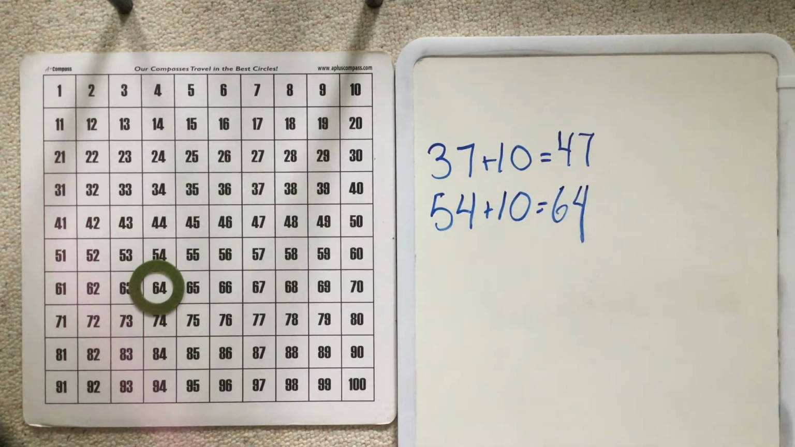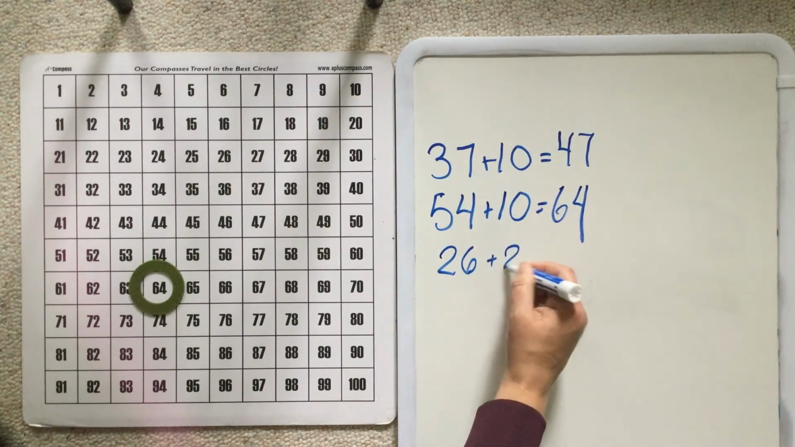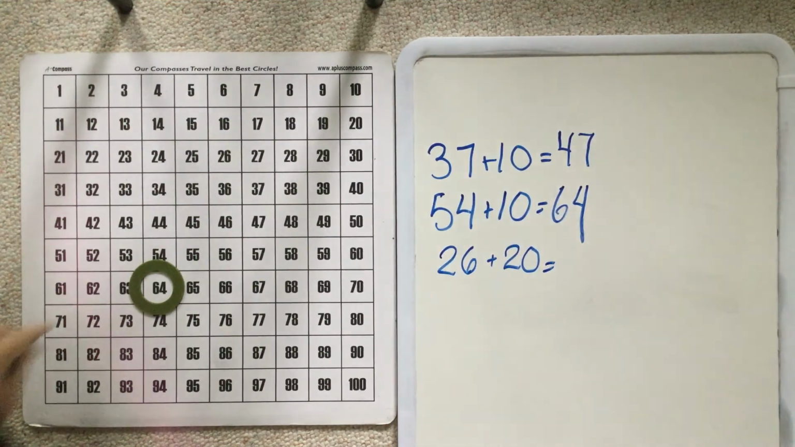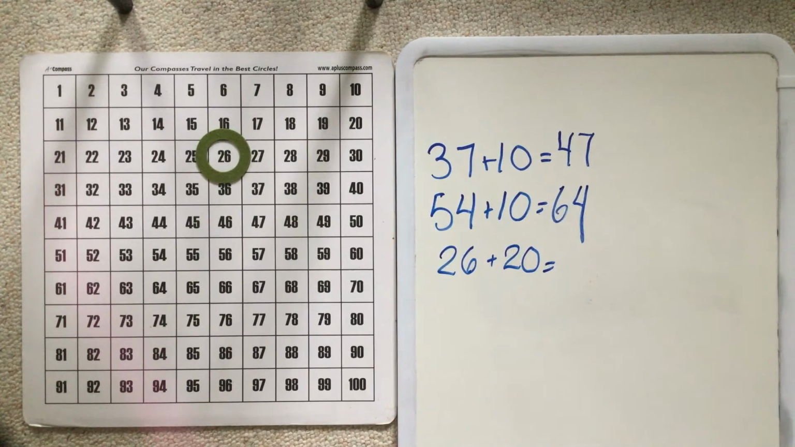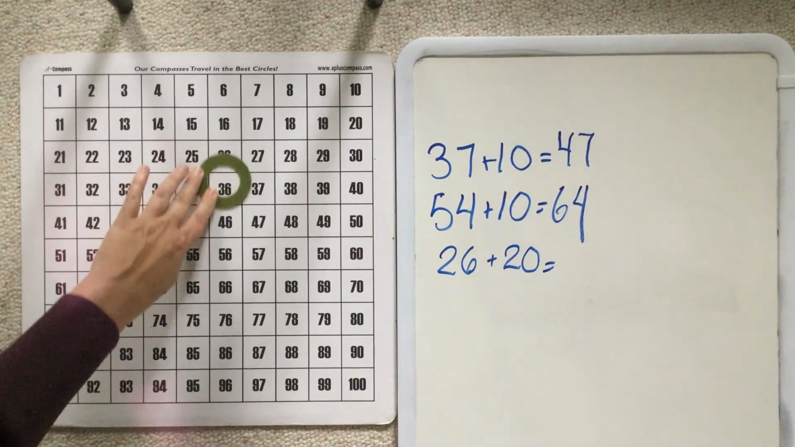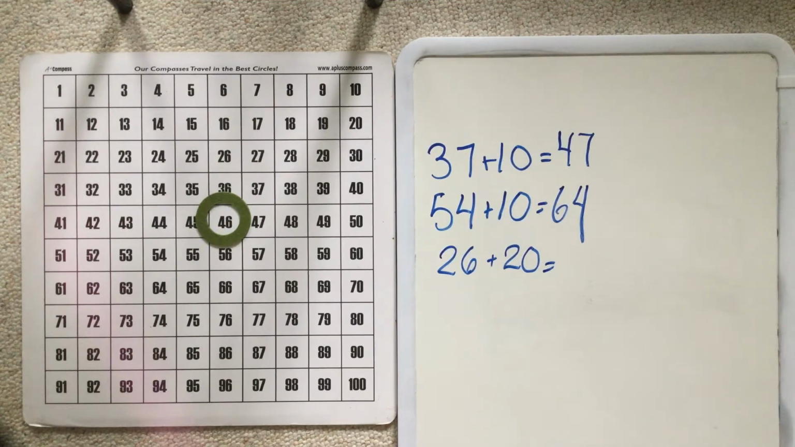I could even use this to add on 20 or 30. Let's try 26 plus 20. Here's 26. And if I want to add on 20, how many times do I need to move down? That's right, I need to move down 2 spaces because there are 2 tens in 20. So if I add on 10, 10 more is 20. So 26 plus 20 is 46.